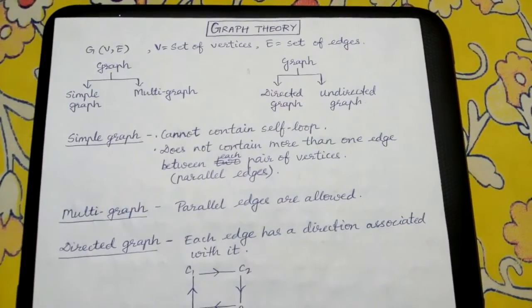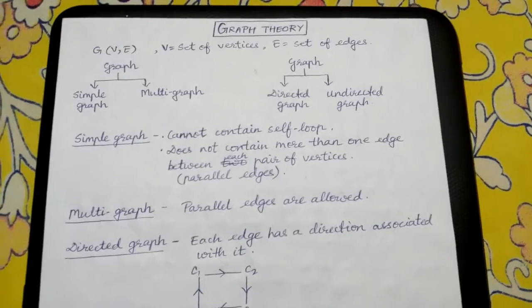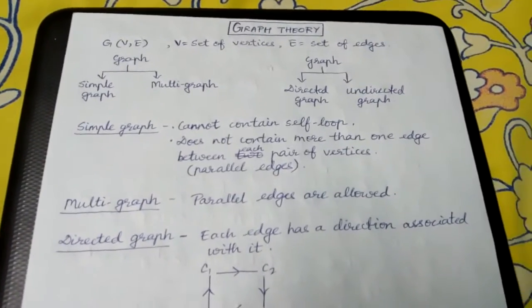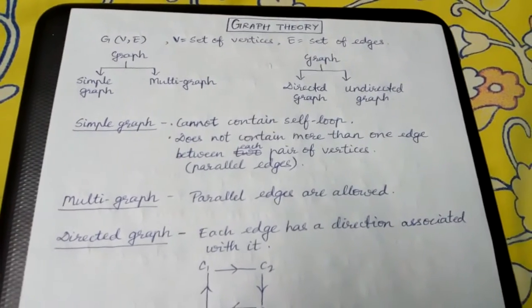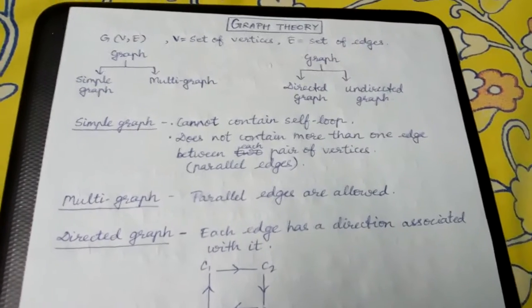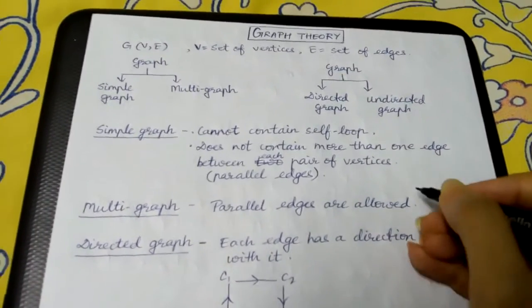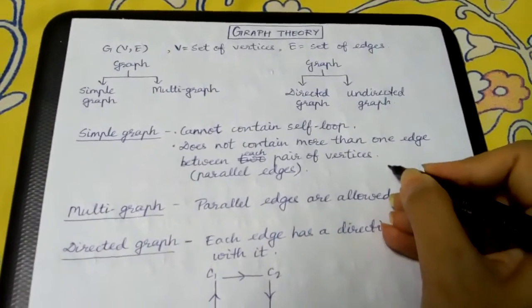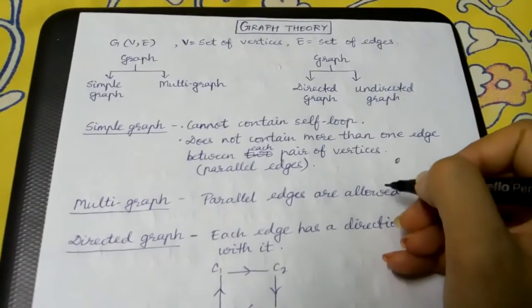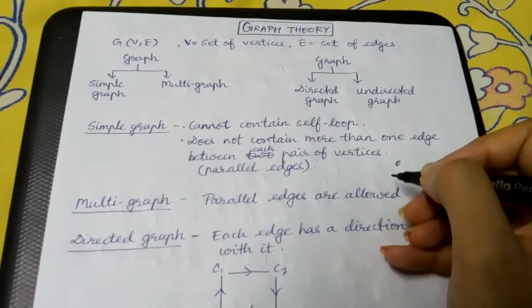A graph can be a simple graph, multigraph, directed graph or an undirected graph. So what is a simple graph? You know that a simple graph cannot contain a self-loop and it does not contain more than one edge between each pair of vertices. So what is a simple graph? Either the simple graph can be like this. Suppose I draw a dot. This is also a simple graph.